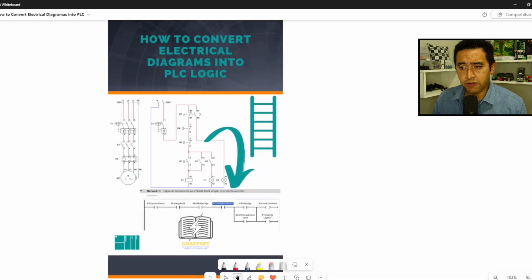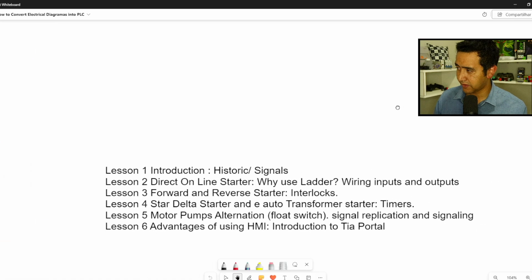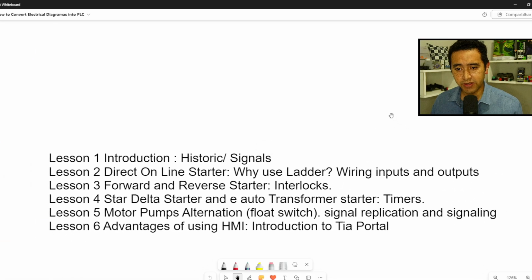How are we going to work in our course? It has about 6 lessons, and in every lesson we will talk about a theme. In lesson one, today's lesson, we will talk about history and signals: the industrial revolution that began these electrical systems, the control diagrams we are going to see today, and digital signals and analog signals.